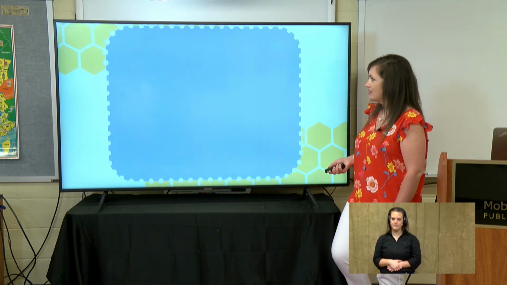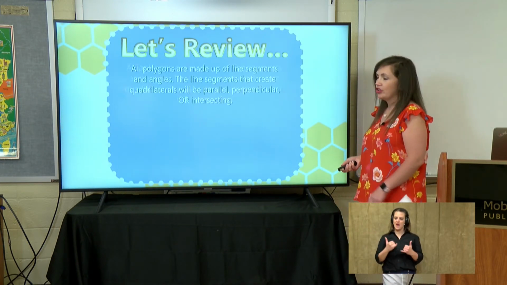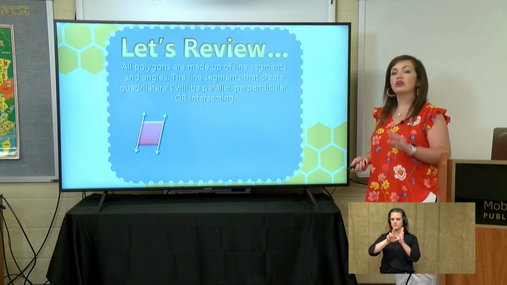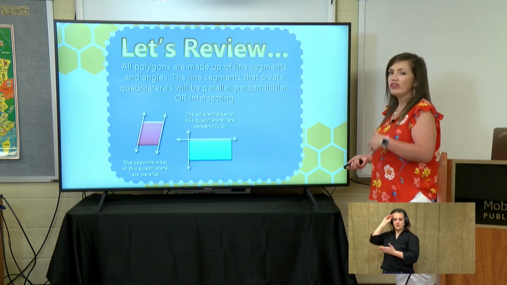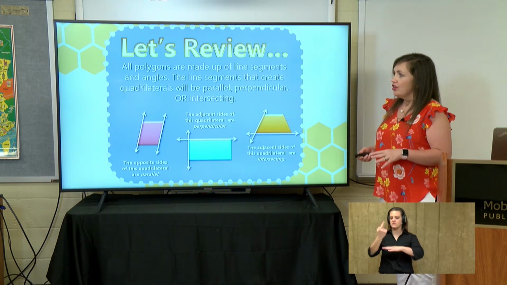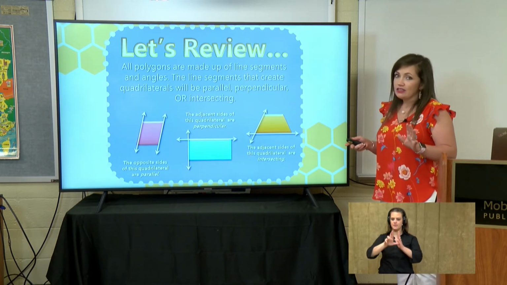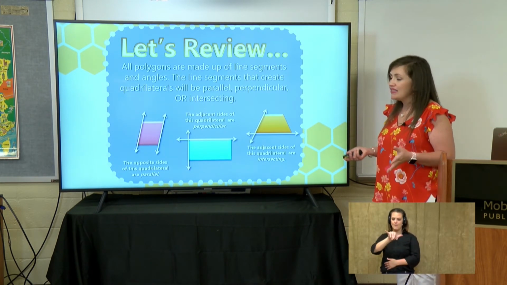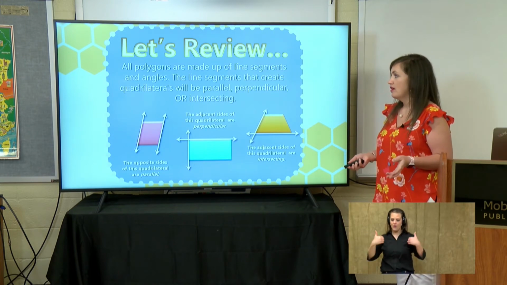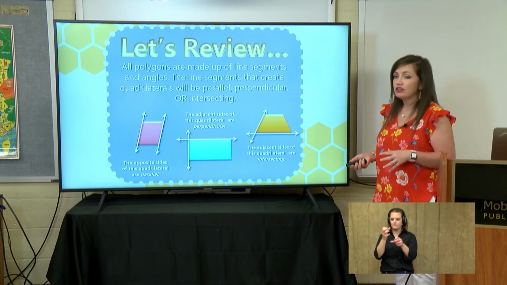All right. So let's do a little bit of review. We're going to tie in what we worked on last week and Monday with our shapes for today. So all polygons, remember, are made up of line segments and angles. And the line segments that create what we call quadrilaterals will be parallel, perpendicular, or intersecting.